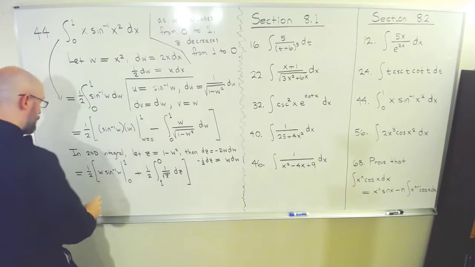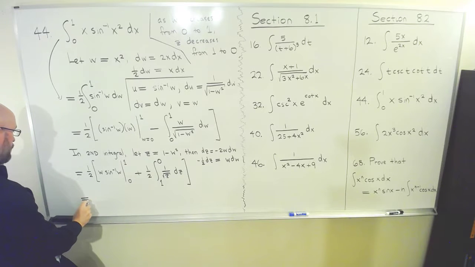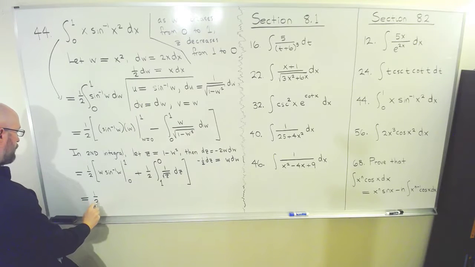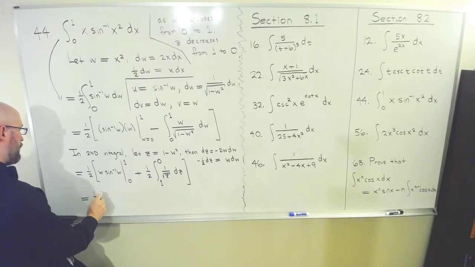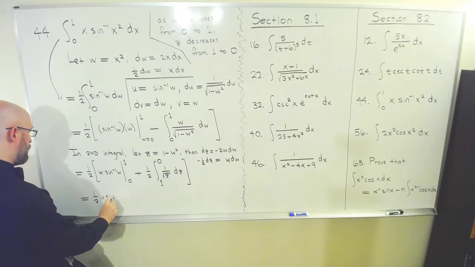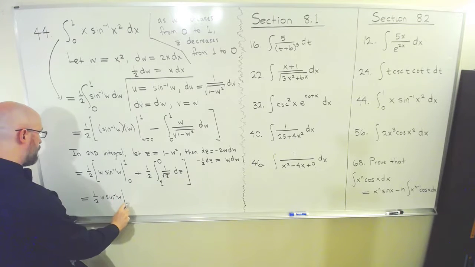I think I can write one more step down here. So this is equal to 1/2, and I guess I'll break this up into two pieces. I'm just going to write w sine inverse w from 0 to 1.